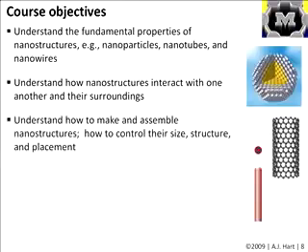Then we'll talk about how to make the nanostructures themselves by high temperature processes, by chemical methods, and then how to put them together so we can control their size and structure and placement. So going from one structure to the precise organizations of large numbers of structures, often billions or trillions or more, that are necessary to make macroscopic materials.